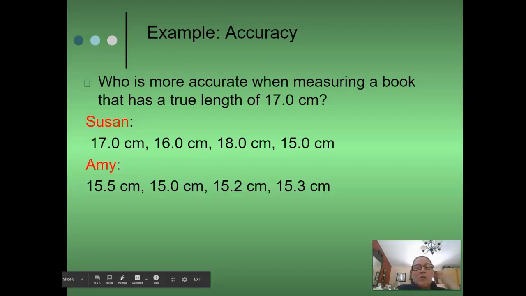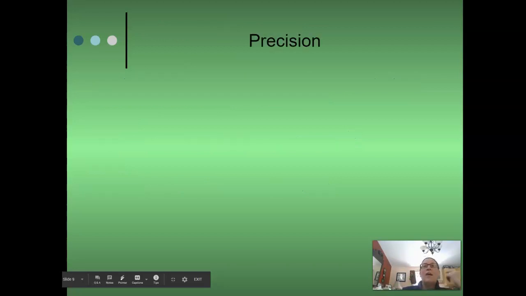How about between Susan and Amy? Again, if the length of a book happened to be 17 centimeters, who would you believe is more accurate? Did you say Susan? Well, you would be correct. Even though Susan did have measurements that were above and below, she's still more accurate, still closer to the 17 centimeters than Amy is.